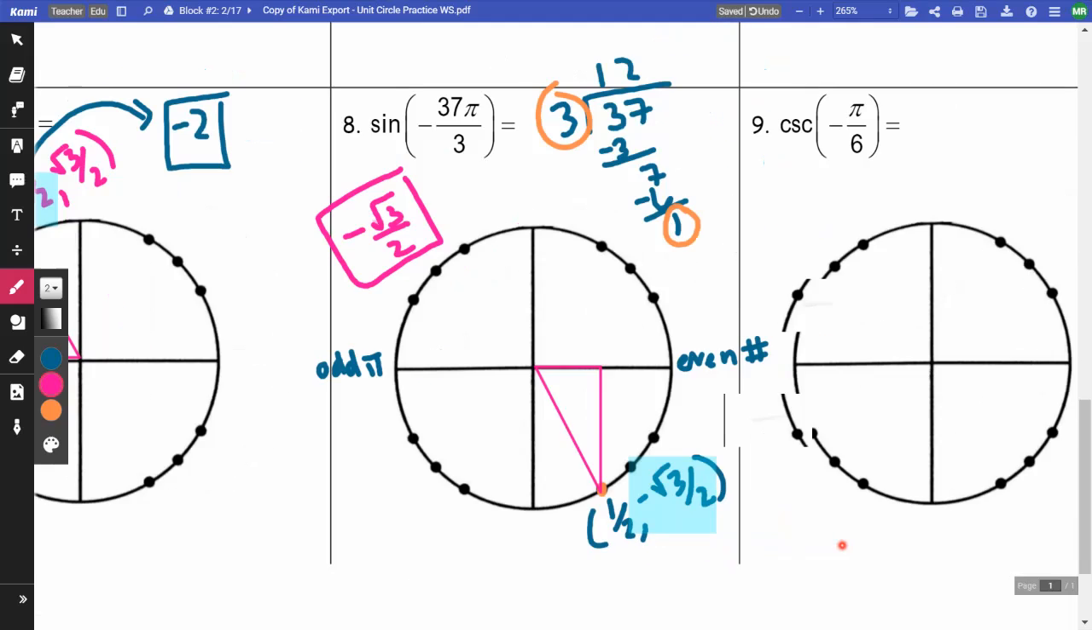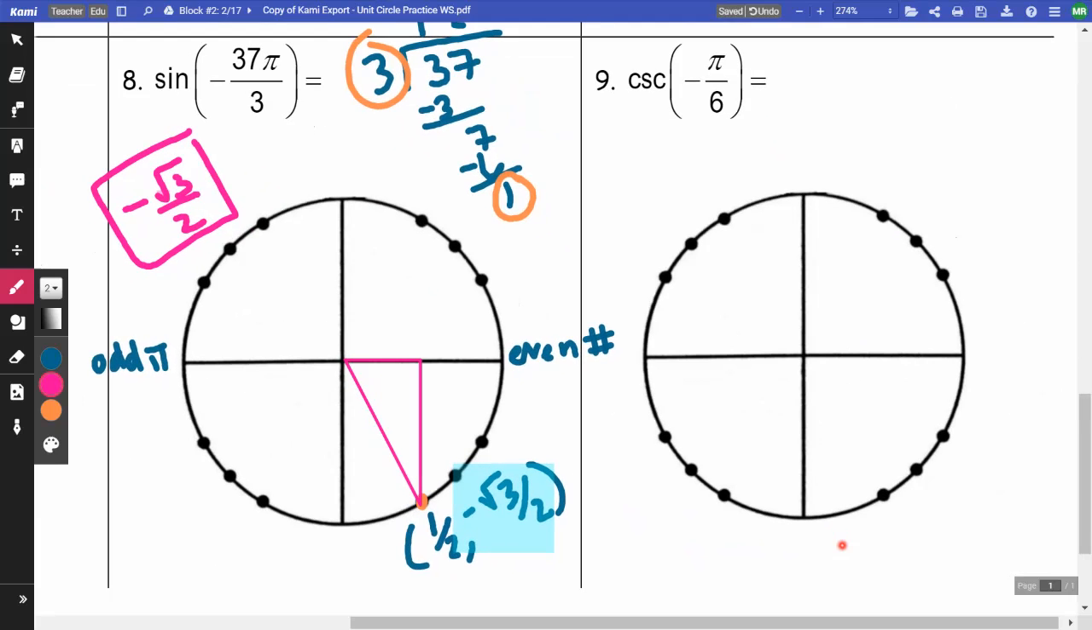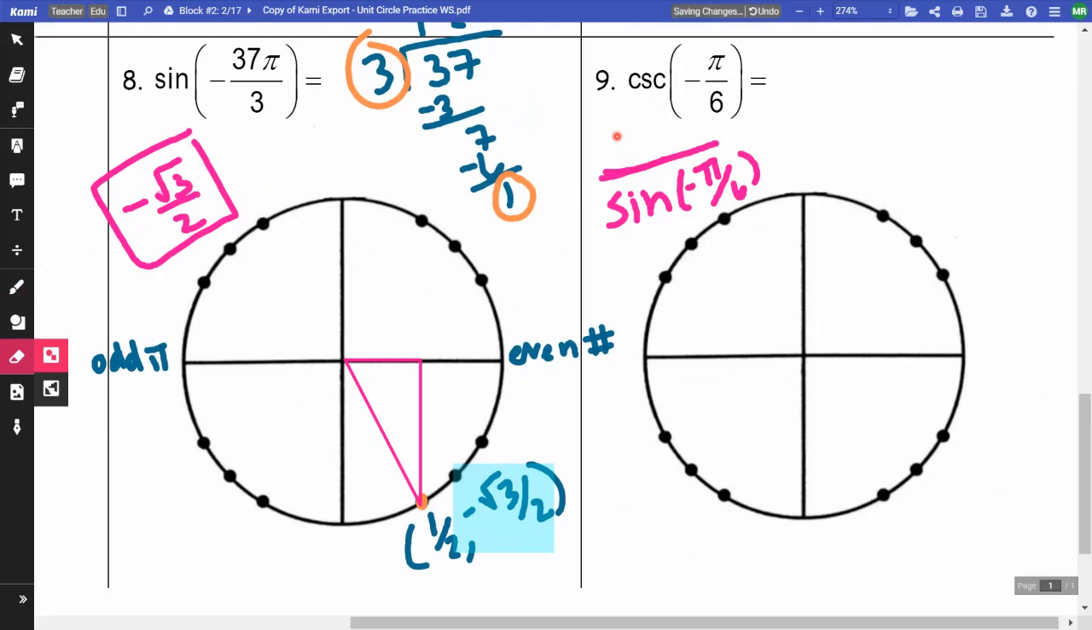Okay, on 9. 9 is cosecant. Again, remember, S doesn't go with S and C doesn't go with C. So since this is a C, it does not go with cosine. It's going to be 1 over my sine of -pi/6. So I need to find sine of -pi/6, and then I'm going to want the reciprocal of that value. Let me just get my 1 back up here nicely. So I'm doing -pi/6. I'm starting here. This is -pi/6 right here.